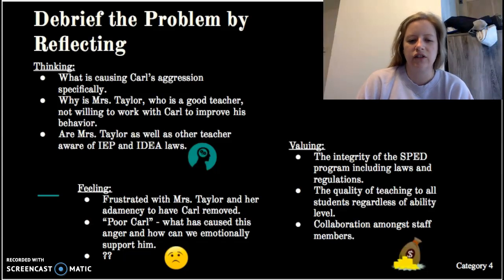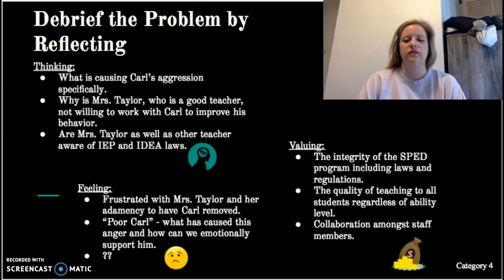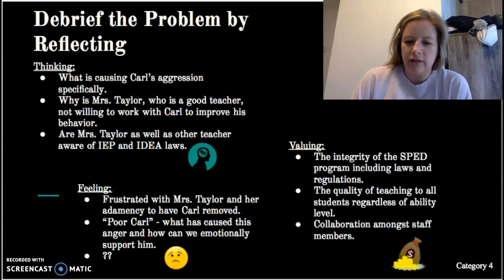And the next thing I felt is just confusion, because Carl, I feel, wants to do well. He's coming every day, but he just doesn't know how to cope with himself. So I felt this sense of, what can I do to help Carl? And then valuing the integrity of the SPED program.